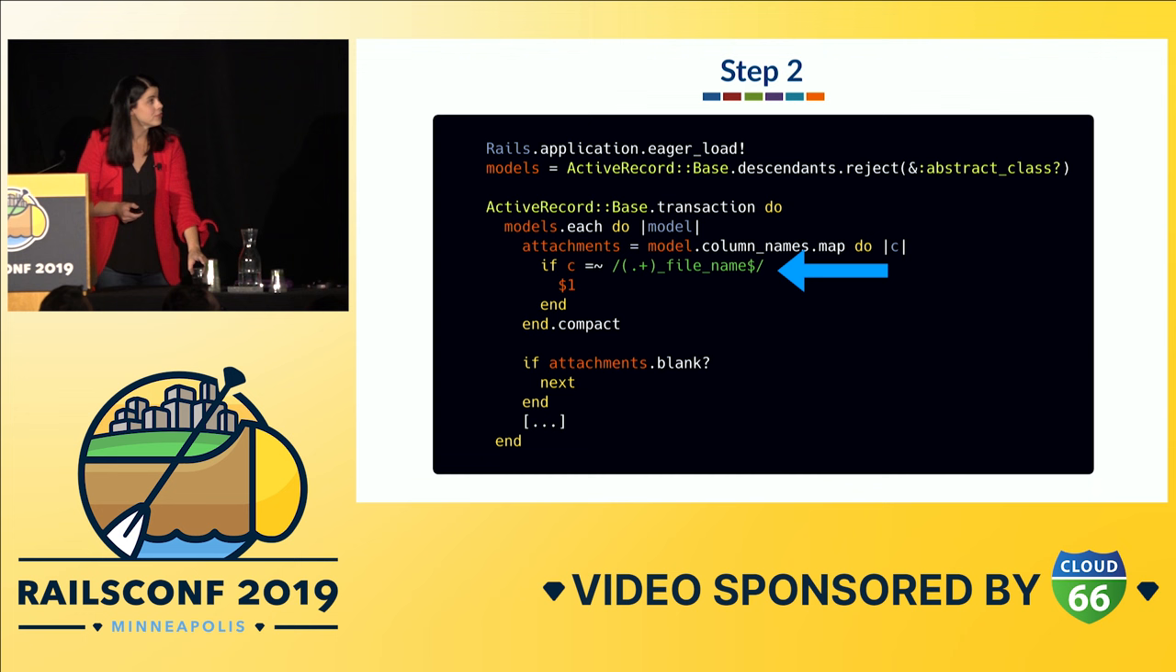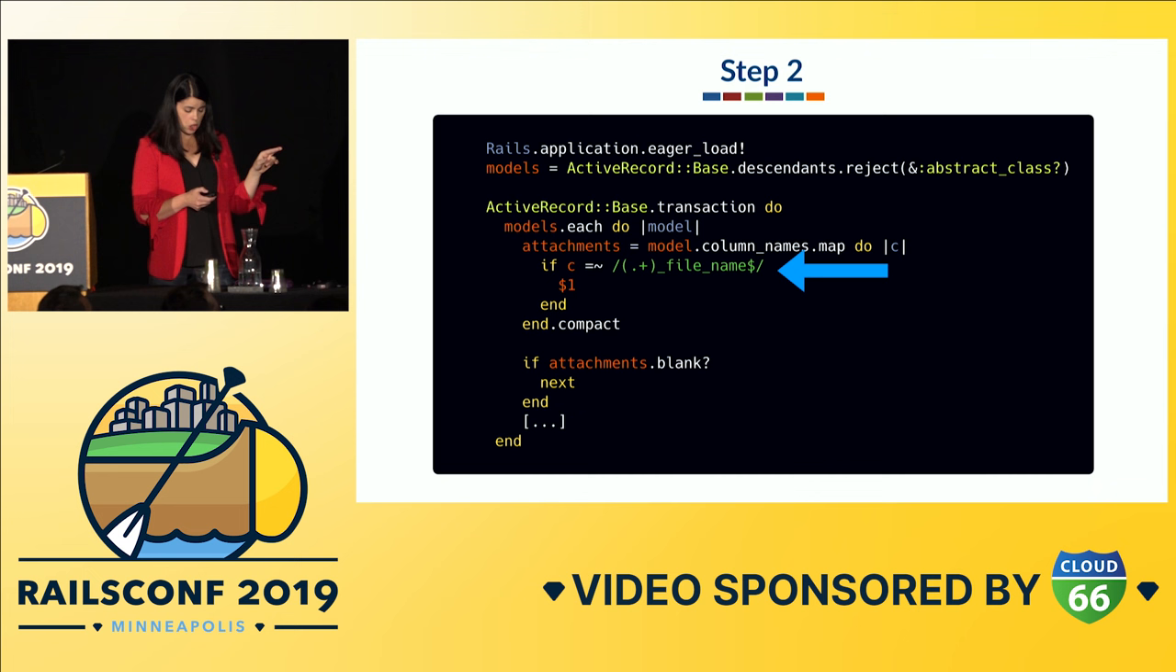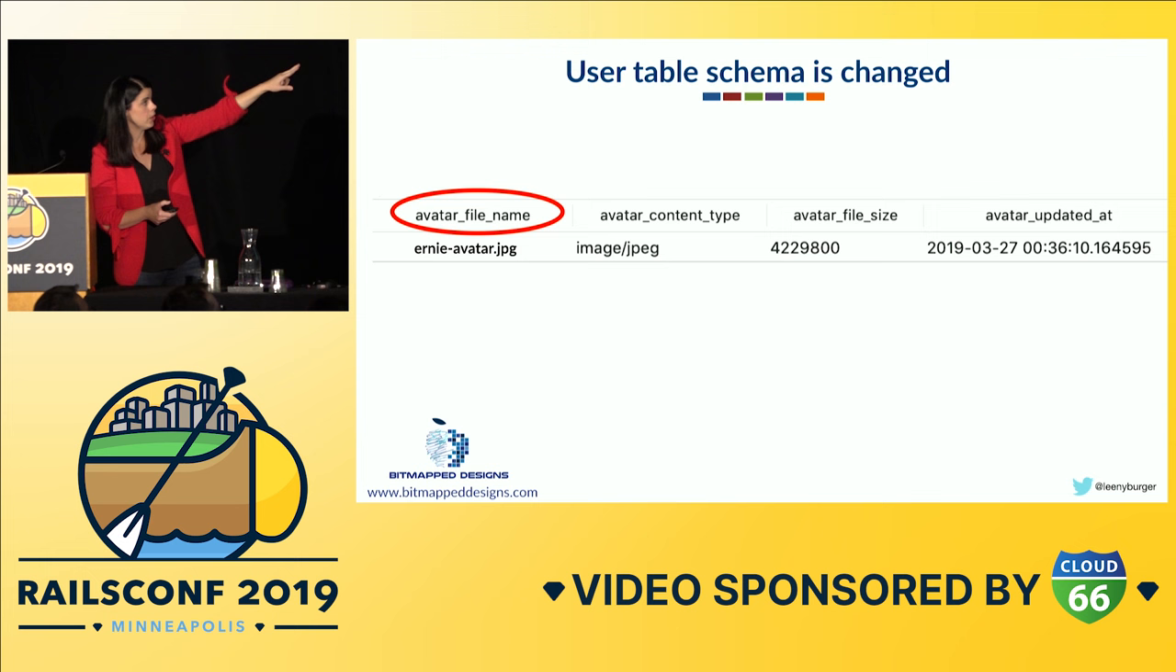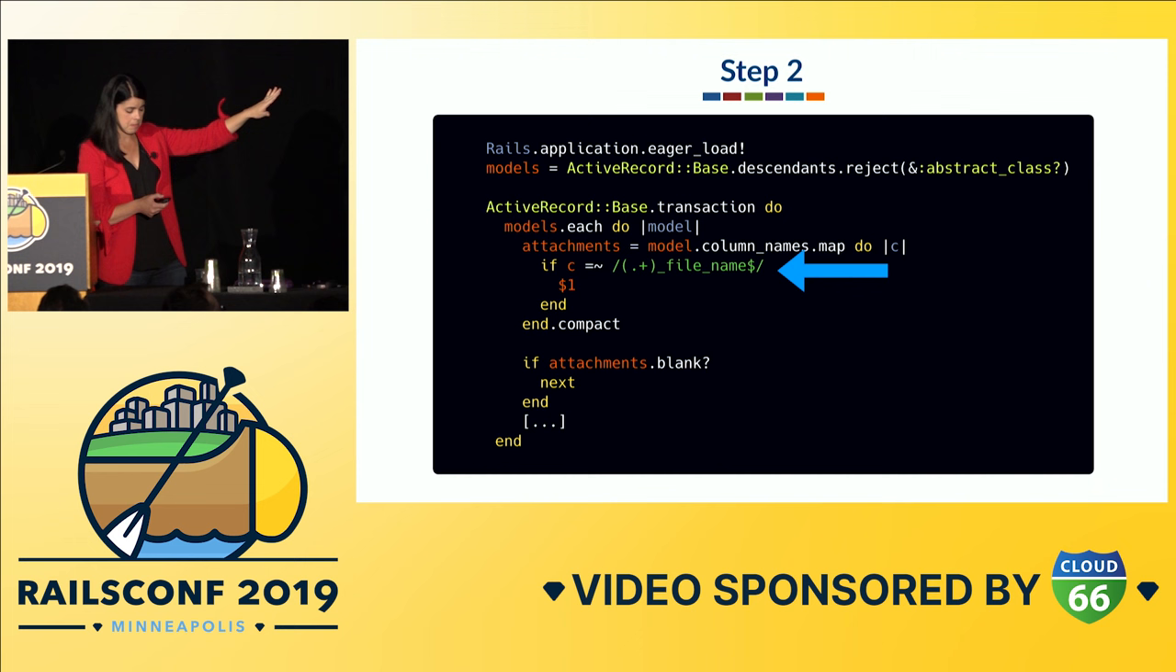After that, what's happening here is we're looping through all of the models and pulling out the attachment names. The important thing to realize here is this code that's used to pull out the attachment name is specific to Paperclip, because that's how Paperclip names the files on your user table, right? That's what we're looking at right there, avatar underscore file underscore name. This is the same slide, the same piece of code. That's just pulling out your avatar string, and that is specific to Paperclip.